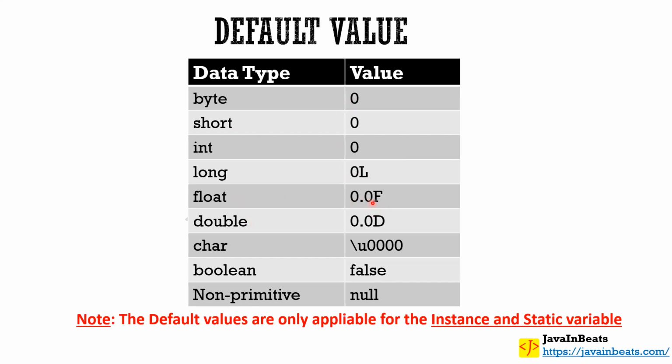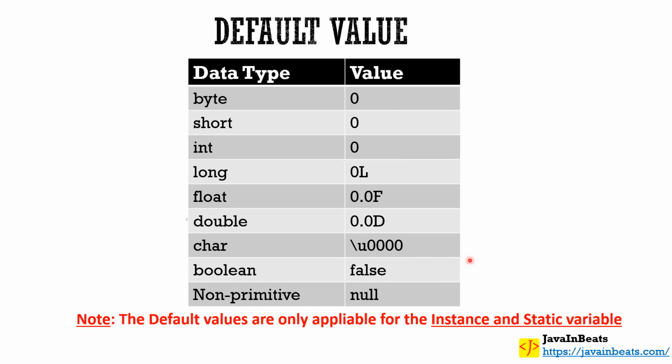In case of float, as we discussed, it has to have f as a suffix. For double, you can use d. It is not mandatory; you can skip this. For a character, the 0 value will be stored and it is represented in ASCII as \u0000. Boolean default value is false, and for all non-primitive variables, the default value will be null.